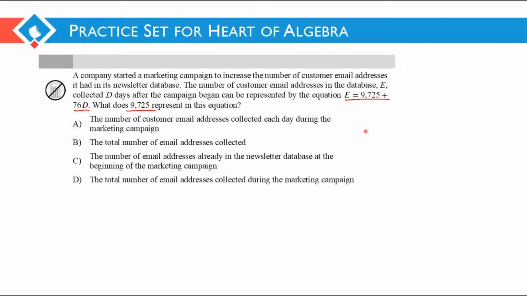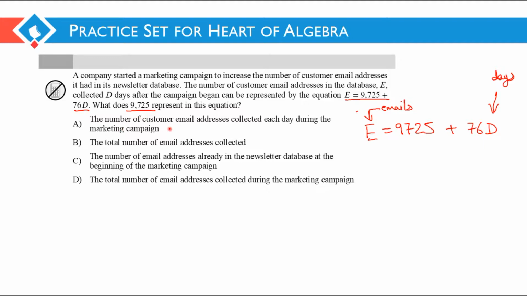So I'm going to rewrite the equation here first. So E is equal to 9725 plus 76D. And D is the number of days, so that's days. And this is the number of emails we have, so that's emails. And in this instance, it's asking what does 9725 represent in this equation? So 9725 represents the starting point, right? Because this is a linear expression, and the starting point for anything is essentially the y-intercept. So what we need to figure out is what this represents.